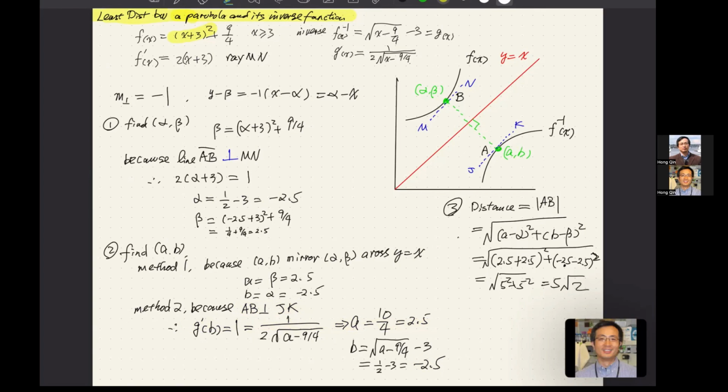With a and b solved, then we can calculate the distance, which is the length of AB. And this is the formula for the Euclidean distance. And we can just solve that from this value. Okay, this is a very interesting question.